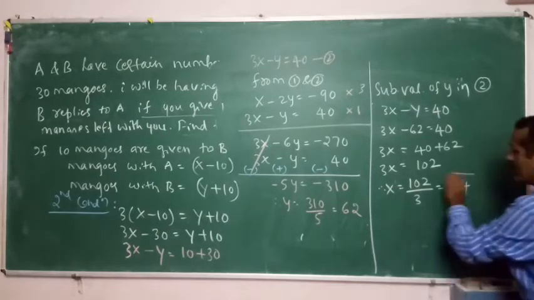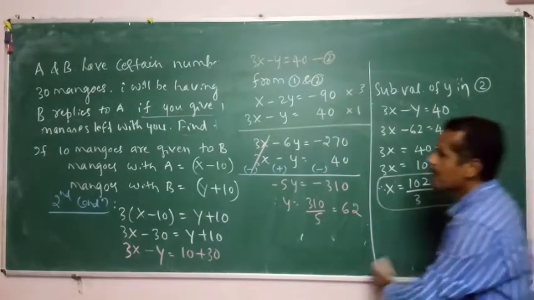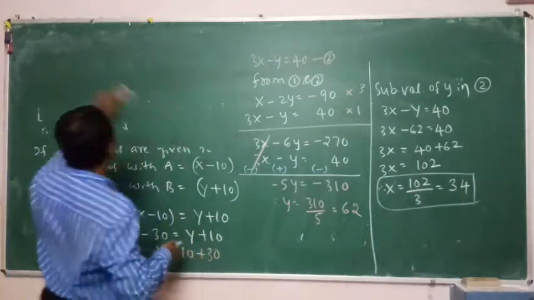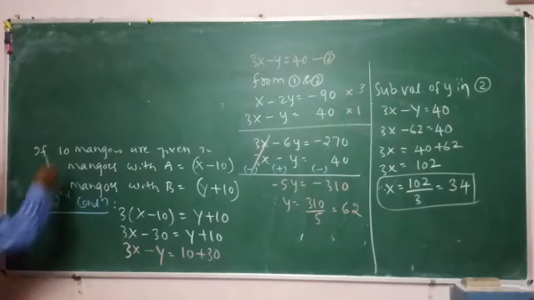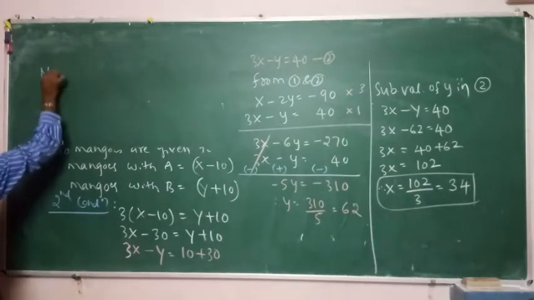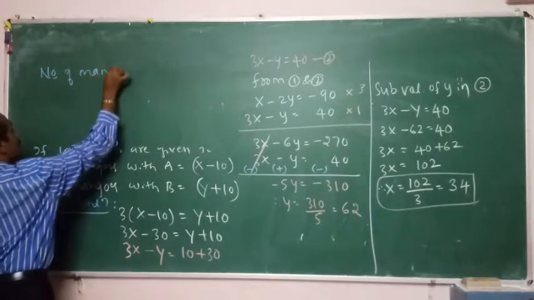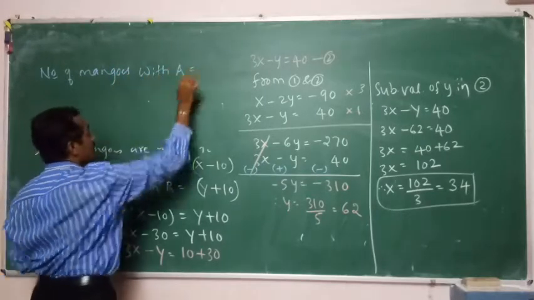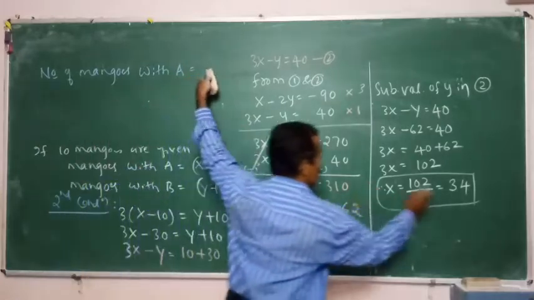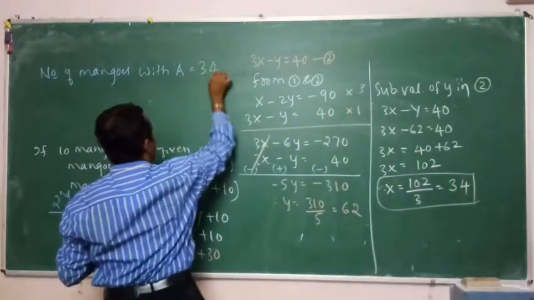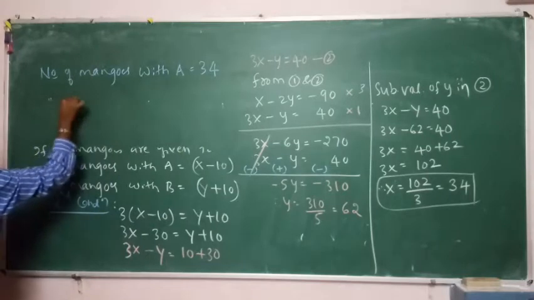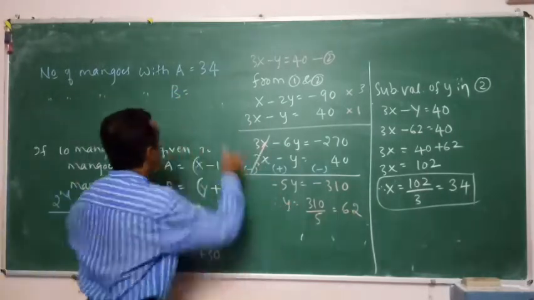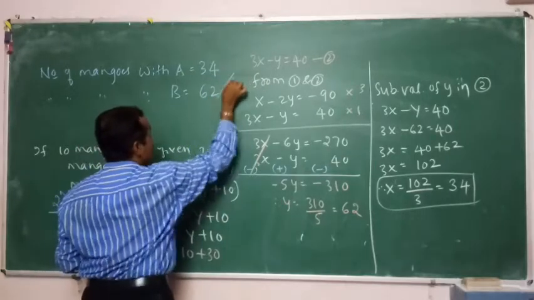Okay, I got the value of x. I got the value of y. What can I write now? I can conclude my answer like this. Therefore, the number of mangoes with A, that is x, is equal to 34, and the number of mangoes with B, that is y, is equal to 62. That is the end of the problem.